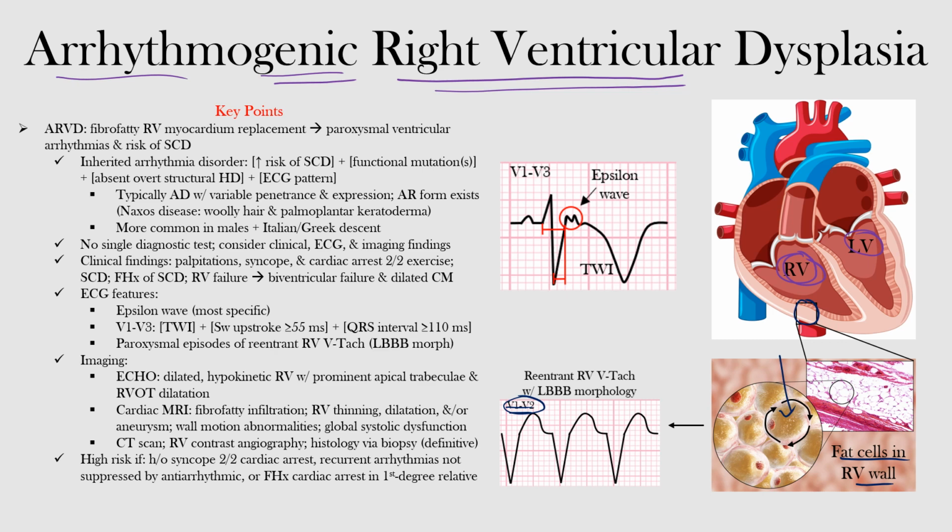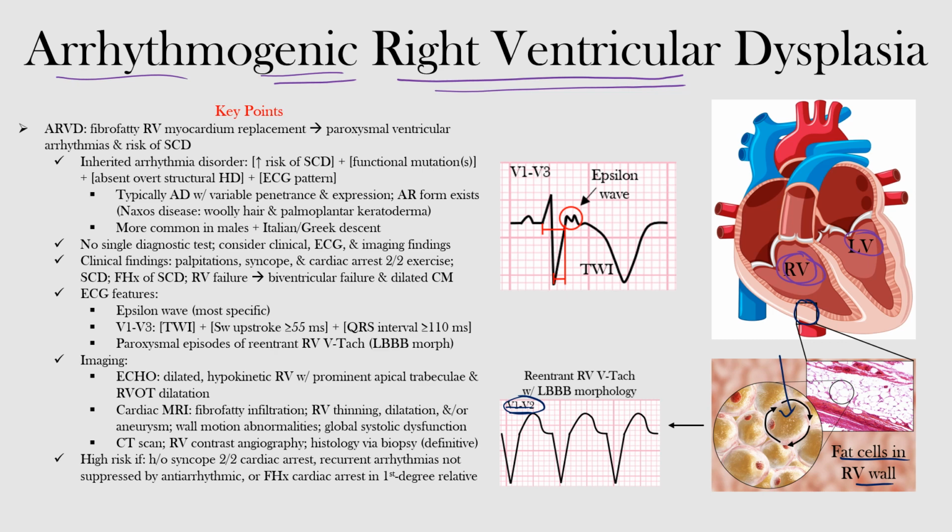Actually, arrhythmogenic right ventricular dysplasia in general is more common in males. There's about a 3-to-1 male to female predominance, as well as in people of Italian or Greek descent. So if you're Italian or Greek, you have a greater likelihood of getting this. But still, it tends to affect about 1 in 5,000 individuals overall. So that's just a little bit on the prevalence.